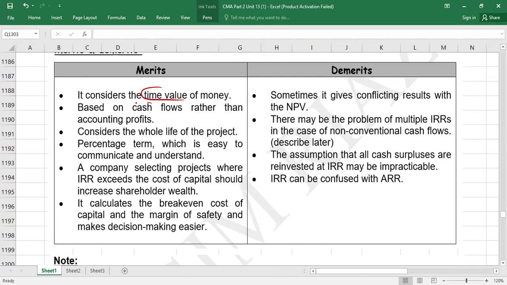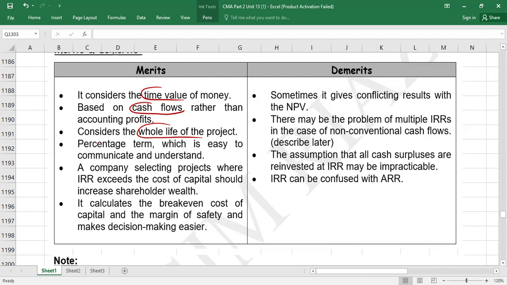The second advantage is that it is based on cash flows. It is not based on accounting profit, which is subject to window dressing. Cash flows are more factual as compared to accounting profit. Number three, it considers the whole life of the project. Payback period doesn't consider the whole life of the project, but IRR does, so in that context it is an advantage.